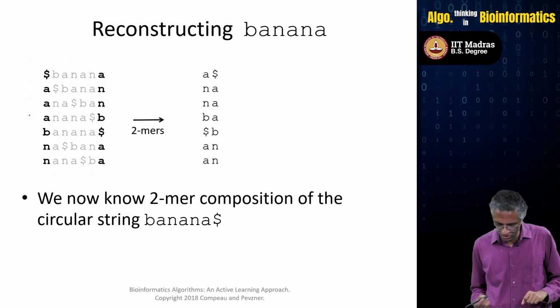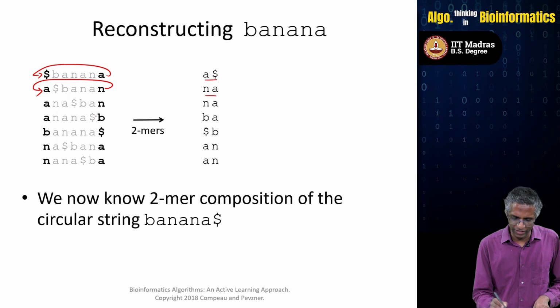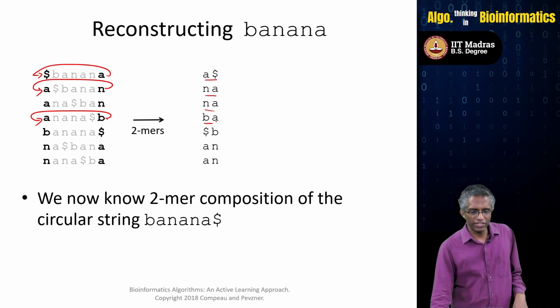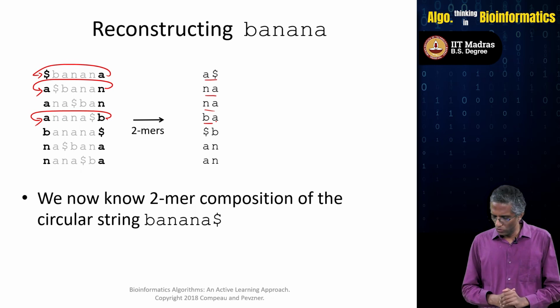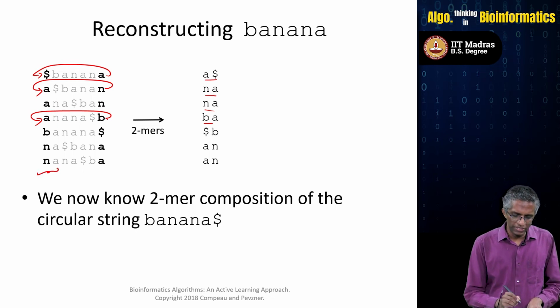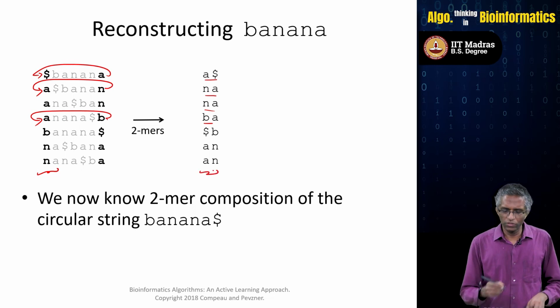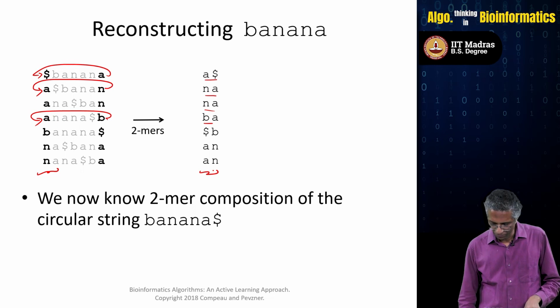So I do this cyclic rotation, A to dollar, N to A, and so on. So I get A dollar, NA, NA, B to A, BA, and so on. So I get all the 2-mers in the genome, and then I know, again by lexicographic sorting, that the first two columns have to be the sorted order of all these 2-mers, because we are using lexicographic sorting.